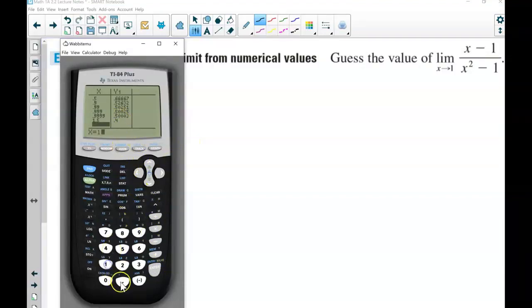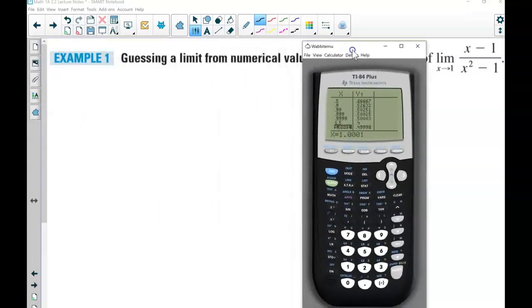Okay, if we go to 1.1, it gives us 0.476190. If we go to 1.01, it gives us 0.49751. If we go to 1.001, it gives us 0.49975. If we go to 1.0001, then you can see here, again, it's getting closer and closer to 0.5.